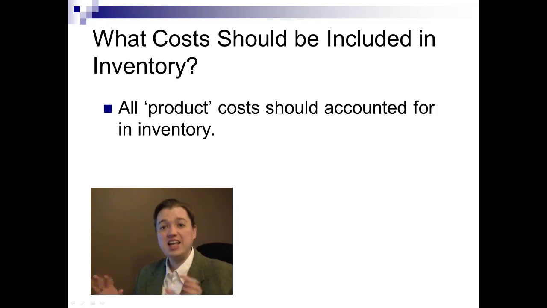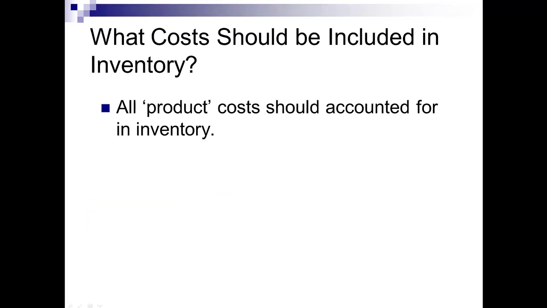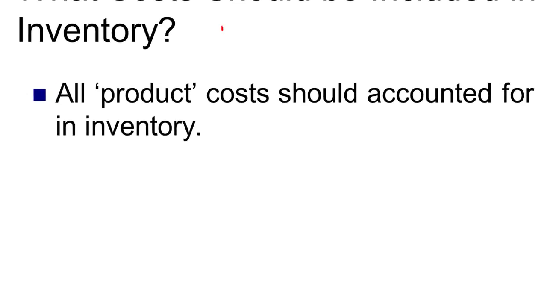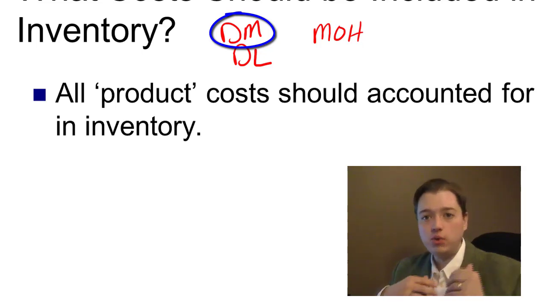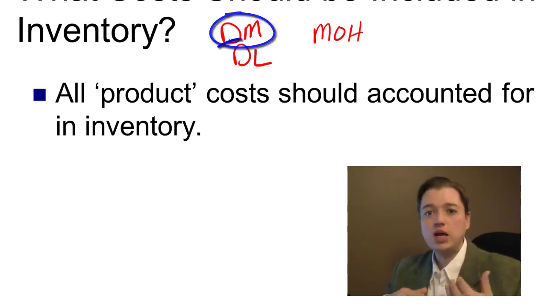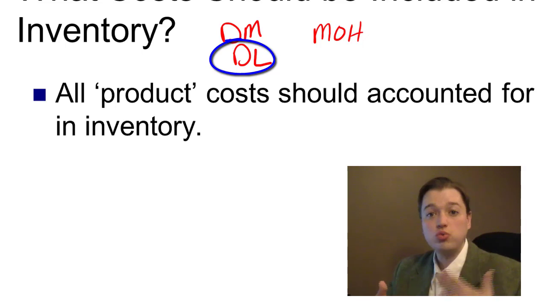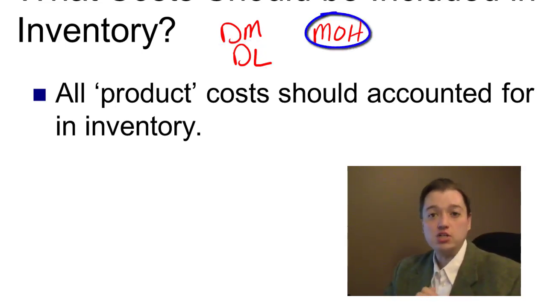So the idea here is that anything we spend on production should become part of inventory. And this really has three parts. There's direct materials, direct labor, and manufacturing overhead. And you probably remember these concepts from your first managerial accounting class. Just as a quick refresher, direct materials are the raw goods that we use in our production process. Direct labor are the costs of the individuals directly on the line making the good. Overhead are all the other costs associated with keeping our factory open and running.